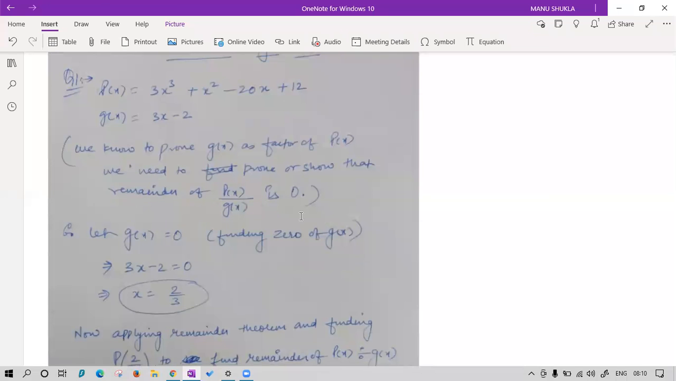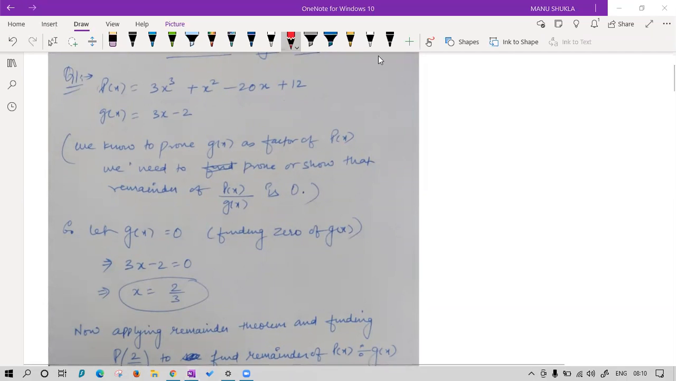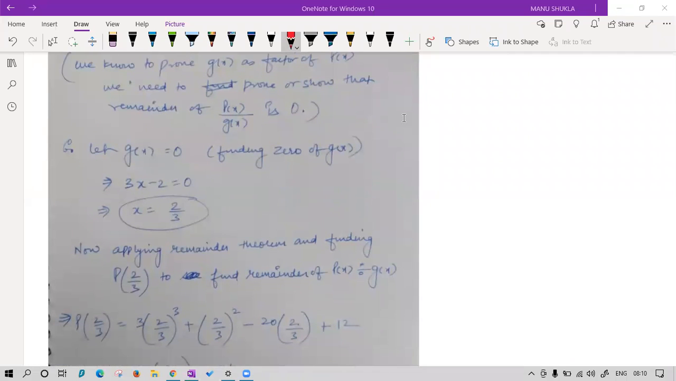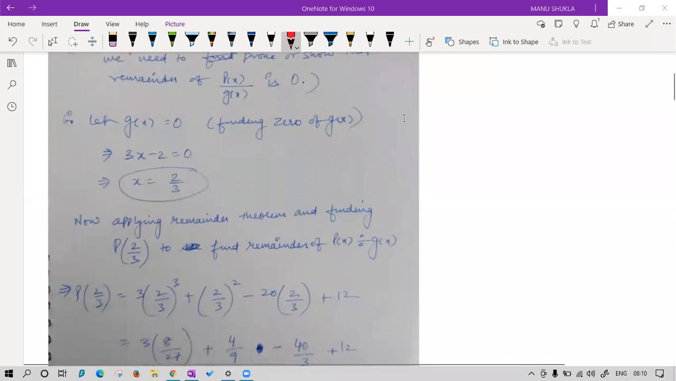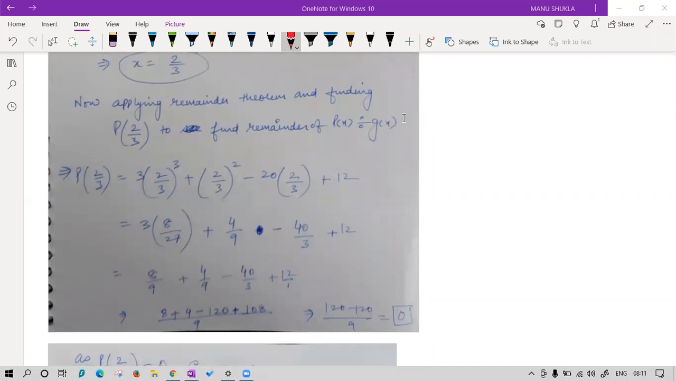You can ask. The first question was we had to prove that g(x) is a factor of p(x). Still, you can ask anyone doubt in question number 1, where we had to check that g(x) is a factor of p(x). Please ask anyone who has doubt in this question or who wants me to repeat this one. Please type P or R for this one. If you have any doubt in this question, please type P or R.